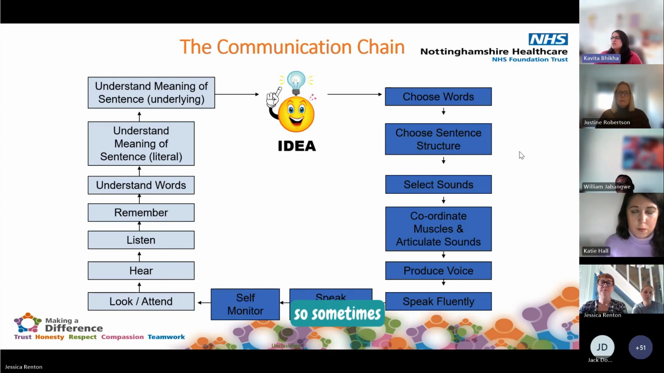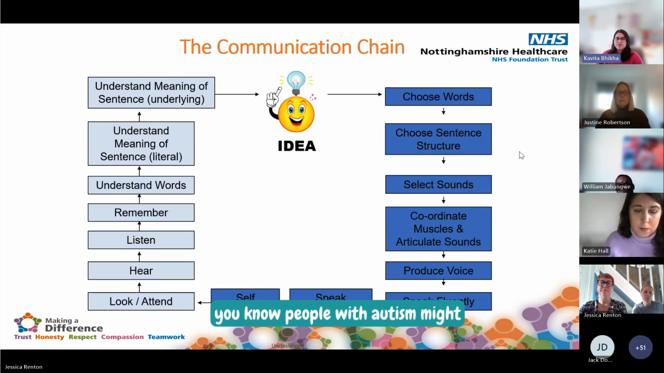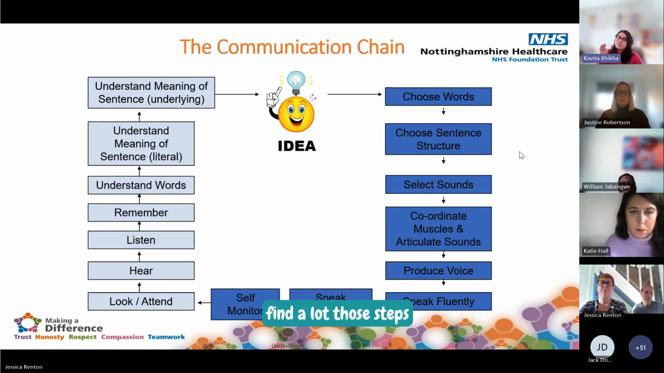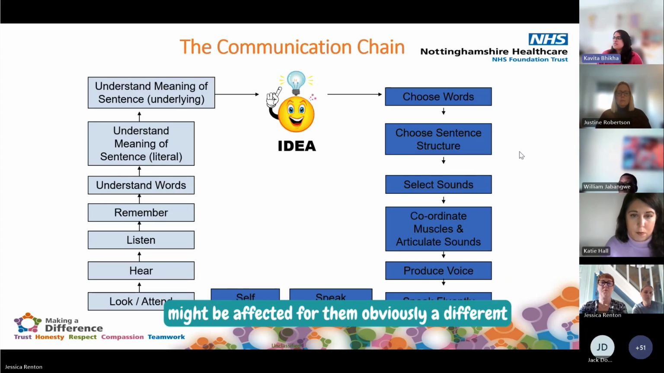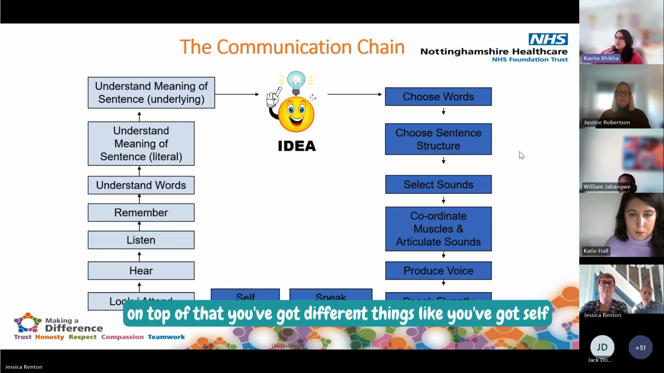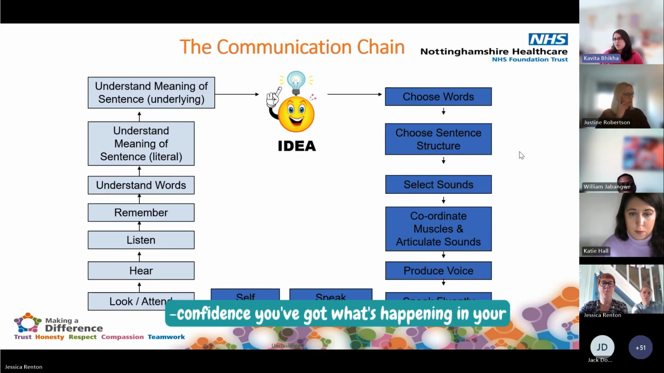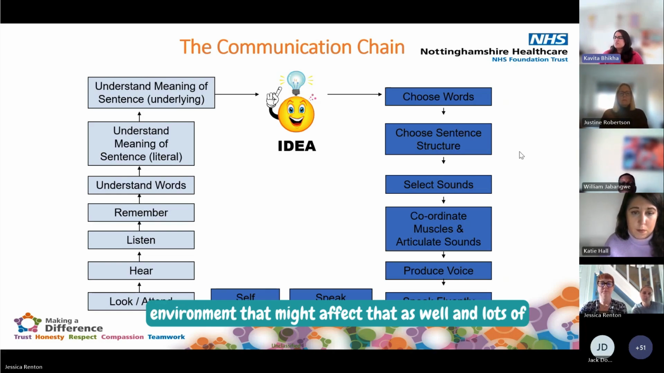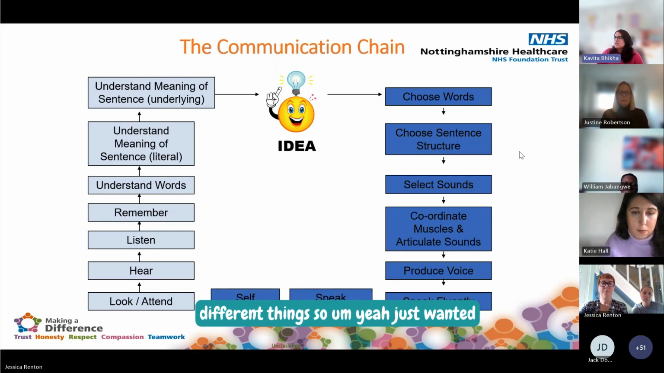So as you can see, that takes quite a long time to complete, or there's lots of steps. Sometimes people with autism might find a lot of those steps might be affected for them. Obviously, it's a different experience for each different person. And on top of that, you've got things like self-confidence, and what's happening in your environment that might affect that as well, and lots of different things. So I just wanted to highlight all these different steps that make up our communication.